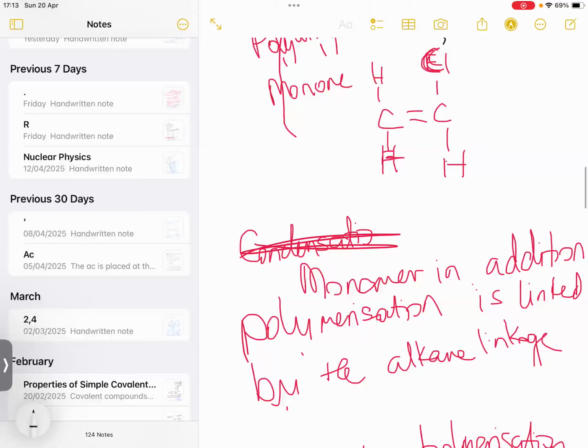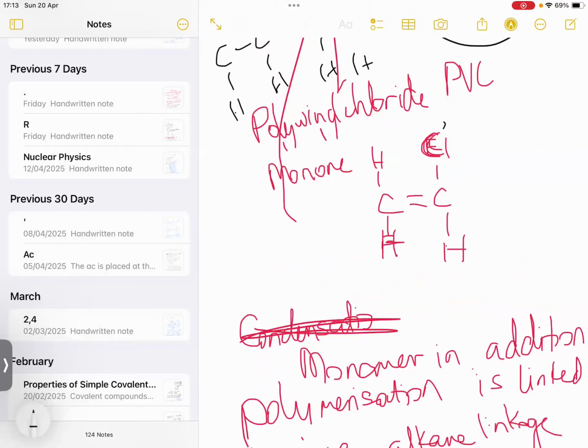Here we have polyvinyl chloride, also known as PVC. This is used to make insulation for wires. In the home, you have wire insulation and pipe insulation. It's used to make pipes, gutters and other things we use PVC for. Again, the monomer is chloroethene. The monomer units open up.